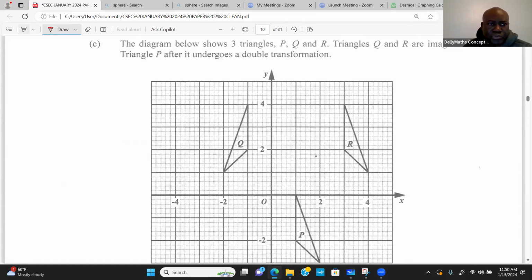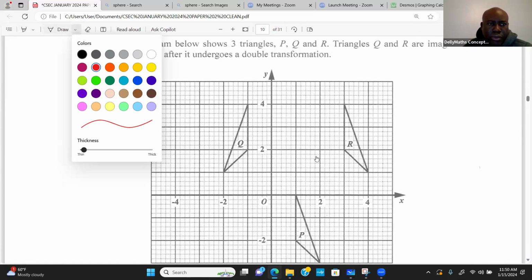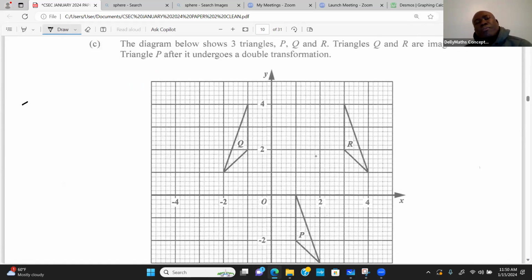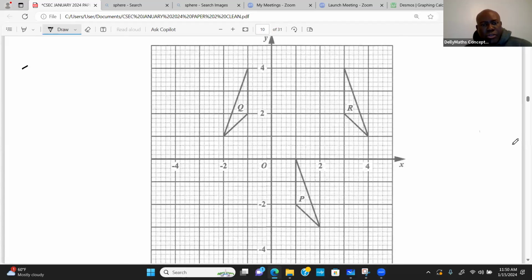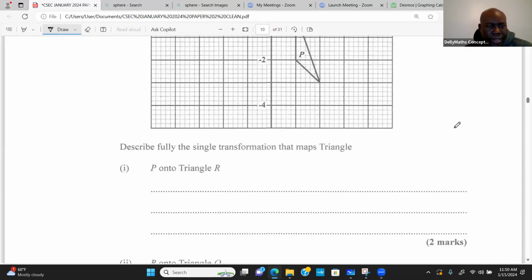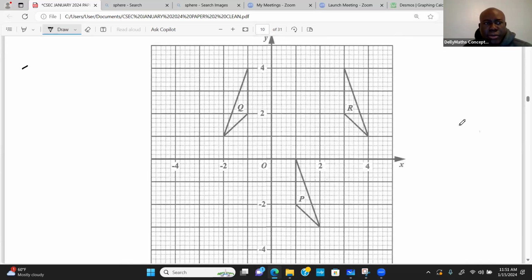All right, let's take a look at this. All right, so for this one, the diagram below shows three triangles, P, Q and R. Triangles Q and R are images of triangle P after it undergoes a double transformation. So we're seeing the triangles, let's see what they want. Describe fully the single transformation that maps triangle P onto R. So we're going to be relating P and R. So this is triangle P, this is triangle R. All right, so when you look at this quickly, it's a translation because we're seeing that everything is set the same way, orientation, shape, everything.